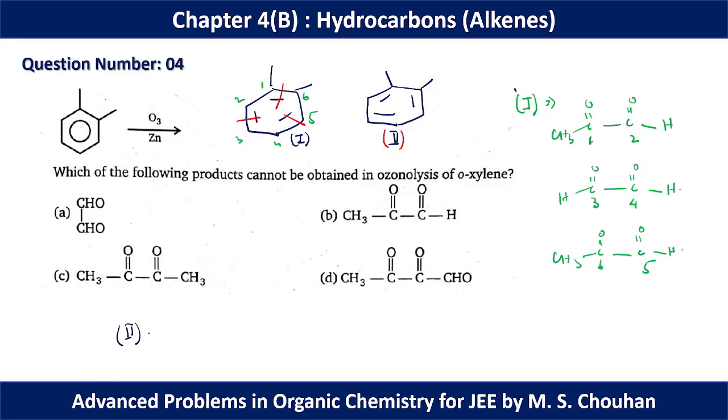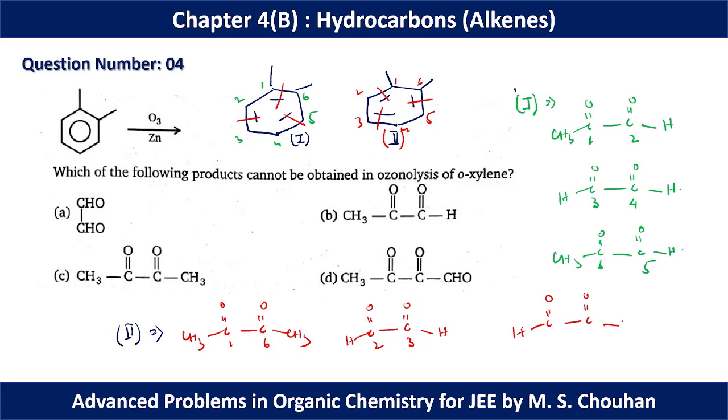Now for the second structure also we can dissociate the pi bonds like this. Again we can give the numbers 1 2 3 4 5 6, and from 1 and 6 we are expecting this kind of final product. From 2 and 3 we are expecting this kind of final product, and from 4 and 5 again we are expecting this kind of situation.